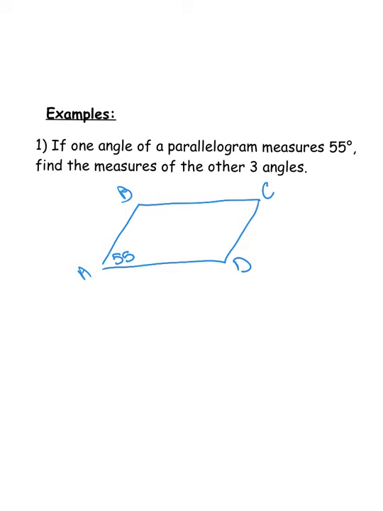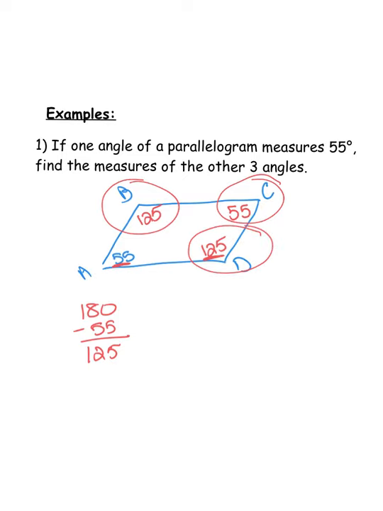Well, if angle A is 55, I know that angle C has to be 55 because it's opposite. I also know that angle A plus angle D, they're next to each other, so they have to add up to 180. So if I do 180 minus 55, I get 125, so angle D is 125. And since B is opposite D, I can say that B is 125. So my other three angles are 125, 55, and 125.